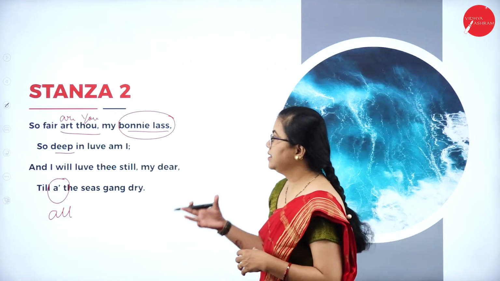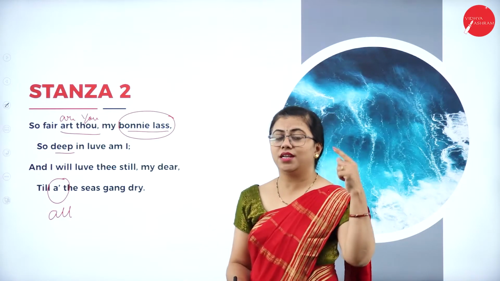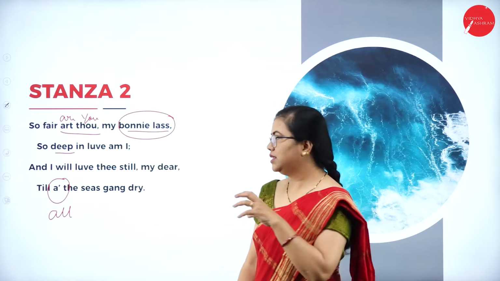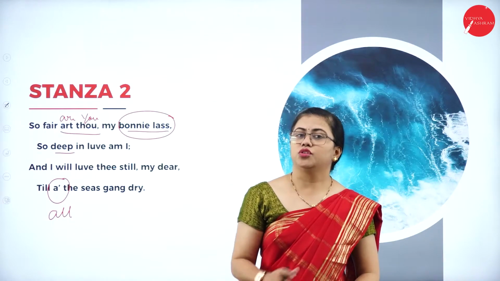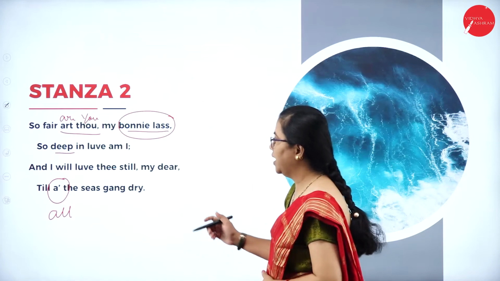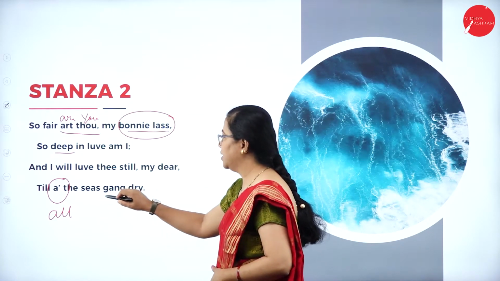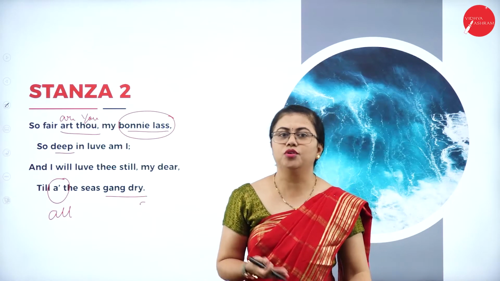So here he is comparing his love. How deep is it? It is very deep. He is going to love her till what extent? Till all the seas go dry. So this sounds like a little exaggeration. It sounds very exaggerated, nobody can love so much, but he wants to express his deepest love to her. That's the reason he has used these words. So till all the seas go dry, he is going to love her. That is what he tells over here: till all the seas gang dry, completely dry. Till then he is going to love her.